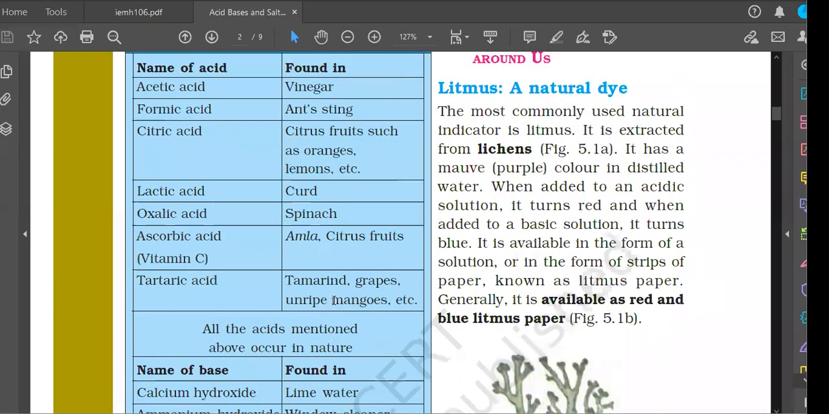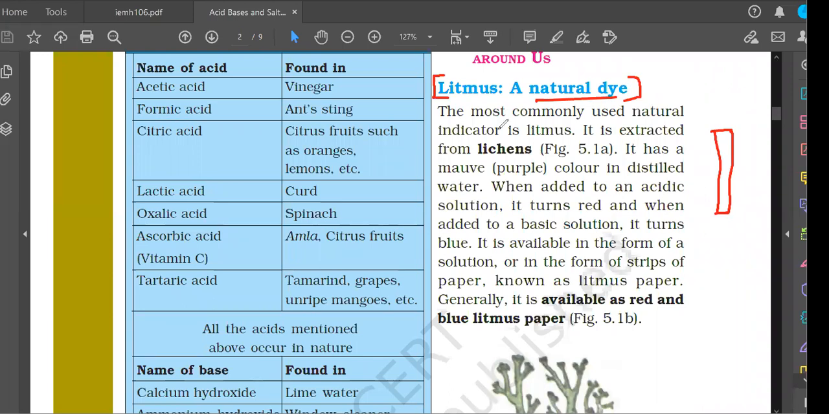Now let's talk about indicators. The first indicator that we have to study is litmus. Litmus is actually a dye. What is the meaning of dye? A dye is a substance which has some color or which changes its color. Dye means just color.